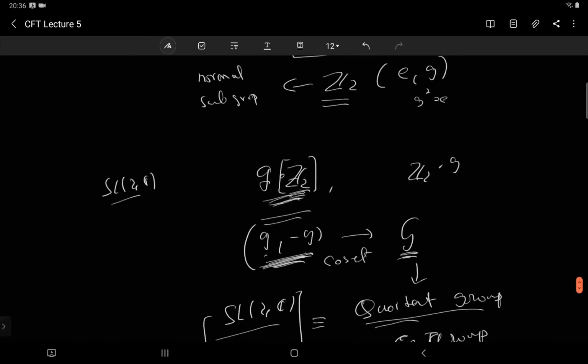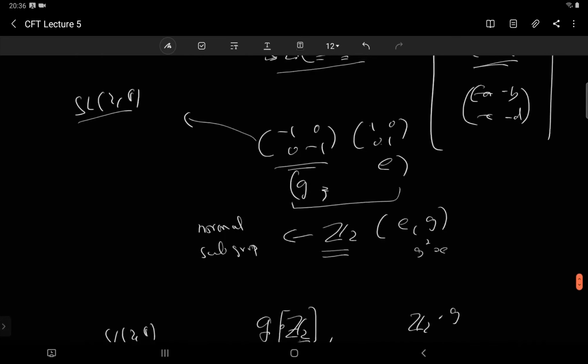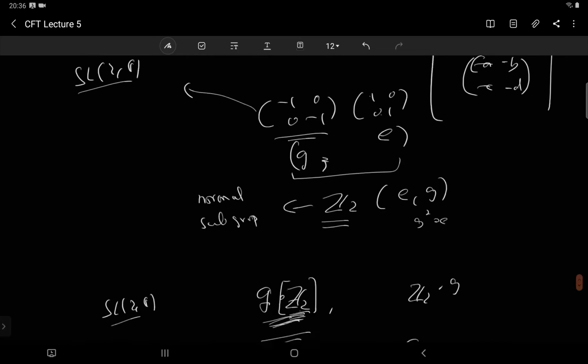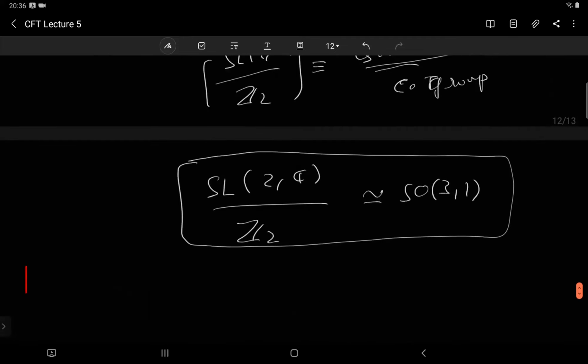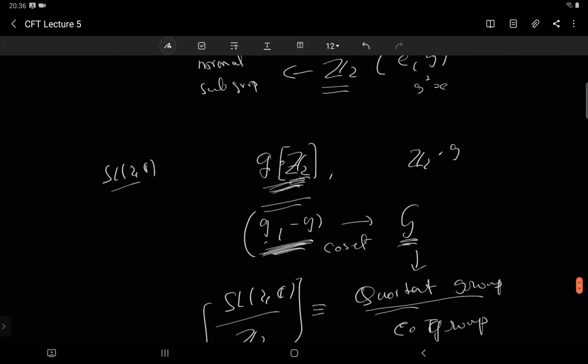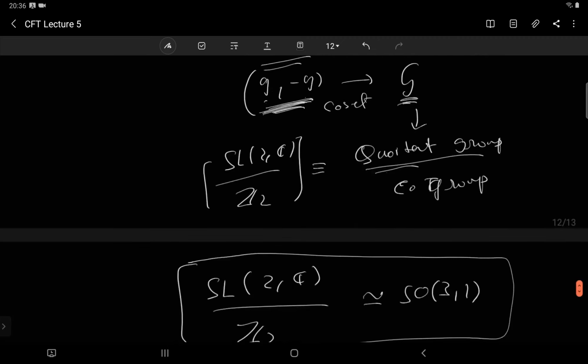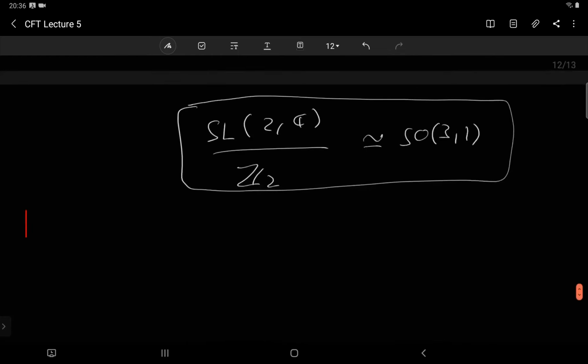And Z2 is what? Z2 is the group of two matrices: one is the identity matrix, and the other is the minus identity matrix, (-1 0; 0 -1). It's a subgroup of SL(2,C) because the determinant is still +1. Because it's abelian, it's also a normal subgroup, so it doesn't matter whether you multiply G with Z2 or Z2 with G. Therefore the cosets form a group, called the quotient group. From this identification, we see that SO(3,1) is actually the quotient of SL(2,C) by Z2.